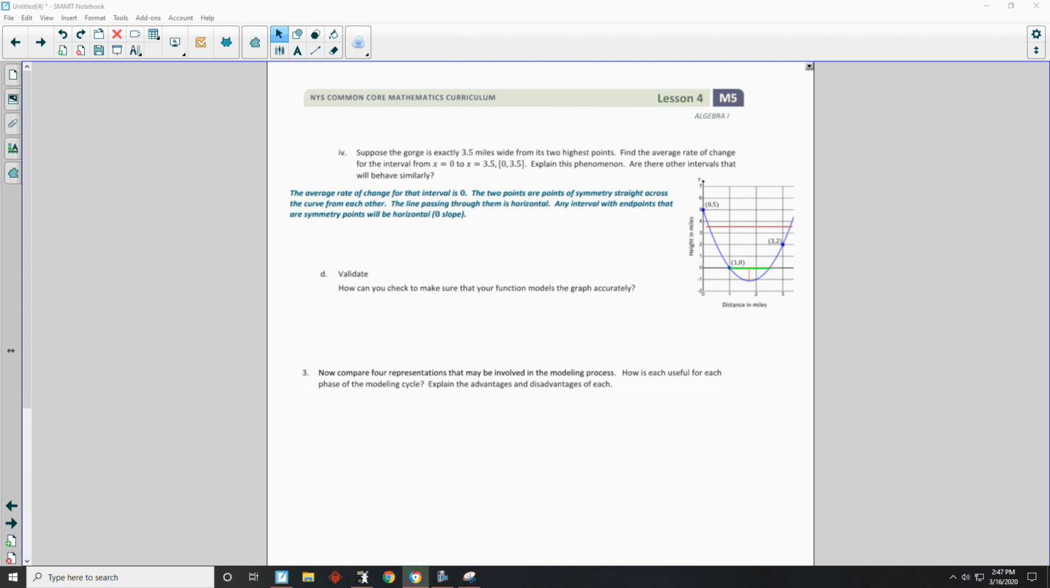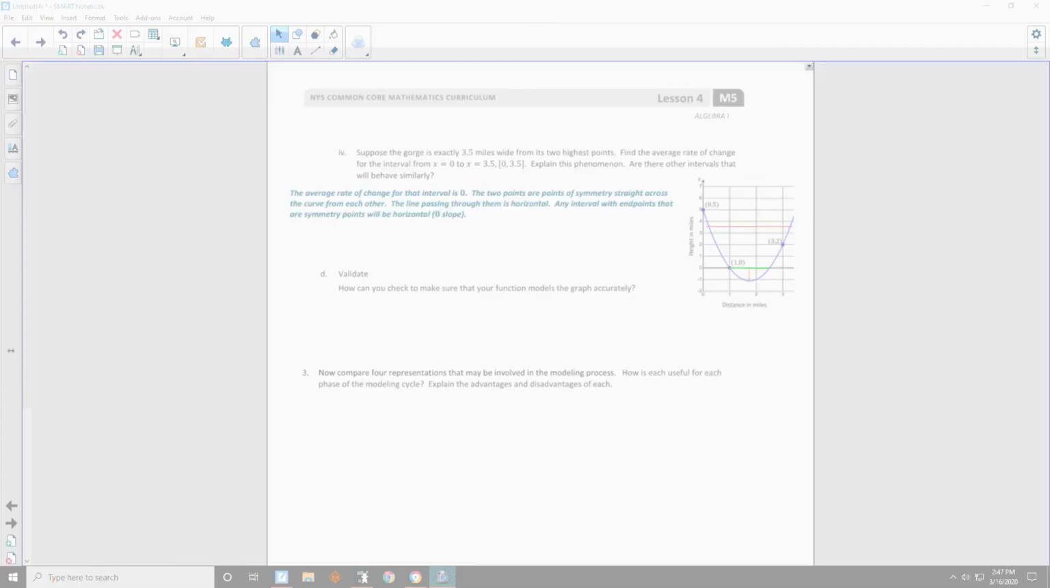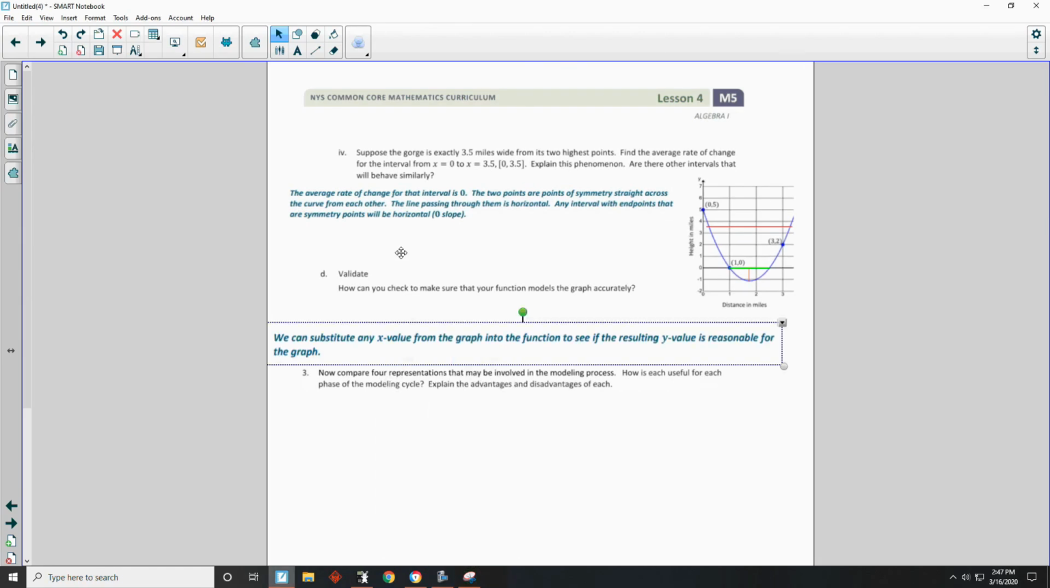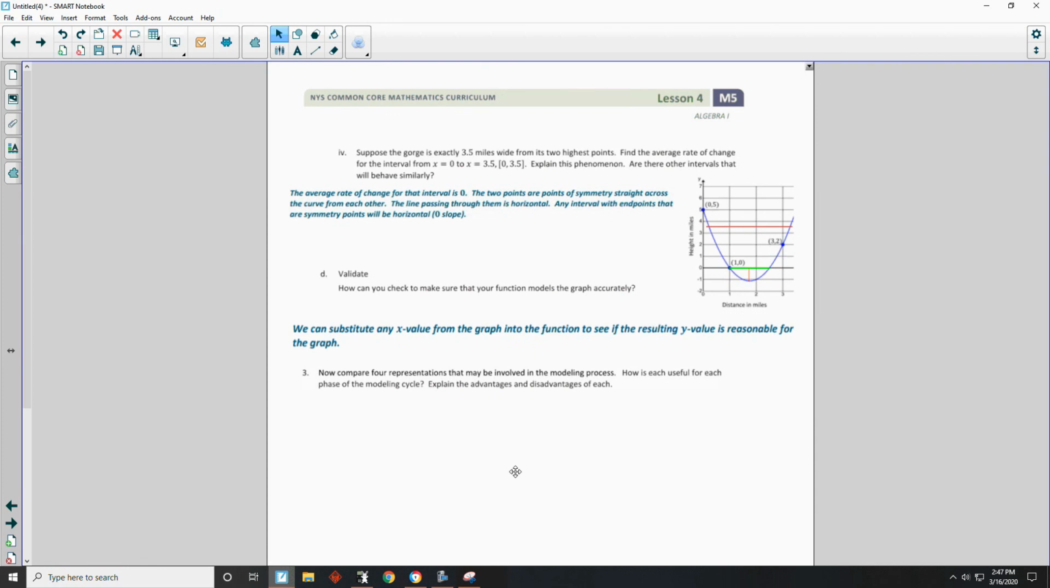Now part D says to validate. And that says, how can you check to make sure that your function models the graph accurately? Okay, well, then all you'd have to do is substitute values in and see if they match the graph. So how would I say that? Right here. We can substitute any x values from the graph into the function to see if the resulting y value is reasonable for the graph. So if I plugged in 2 and got -1, that would be reasonable. If I plugged in 3 and got 2, it would obviously be reasonable.